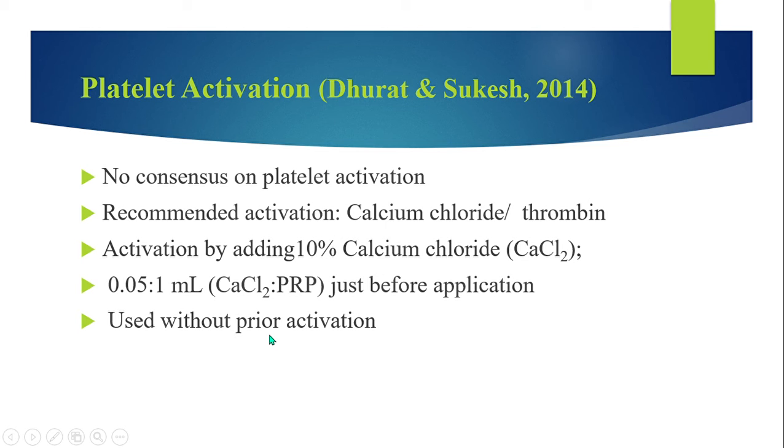So after obtaining the platelet-rich concentrate, the next step is platelet activation. So the platelet-rich part is extracted out of the obtained serum, and there is no consensus regarding whether the platelets should be activated prior to the procedure. If activation is carried out, it is done by adding calcium chloride or thrombin. So for calcium chloride, 10% of calcium chloride is added to the platelet-rich plasma in a ratio of 0.05 to 1 part of PRP just before injection. However, it can be used without prior activation.